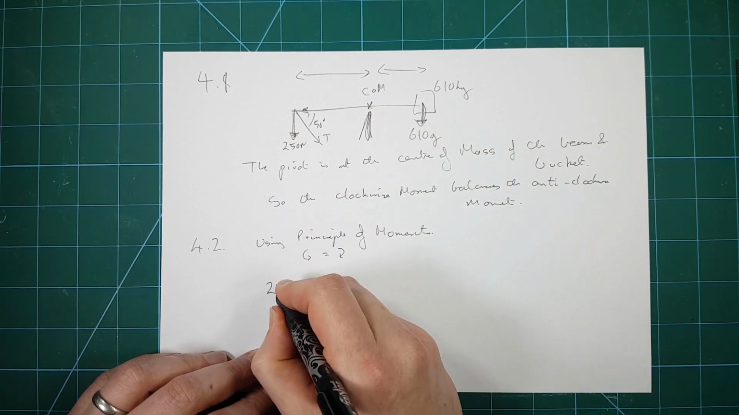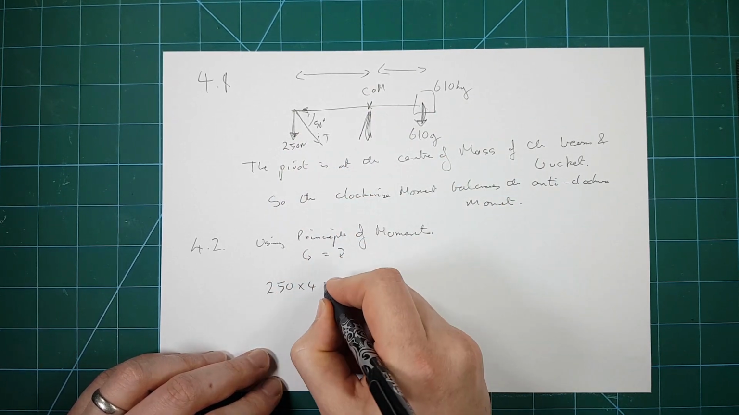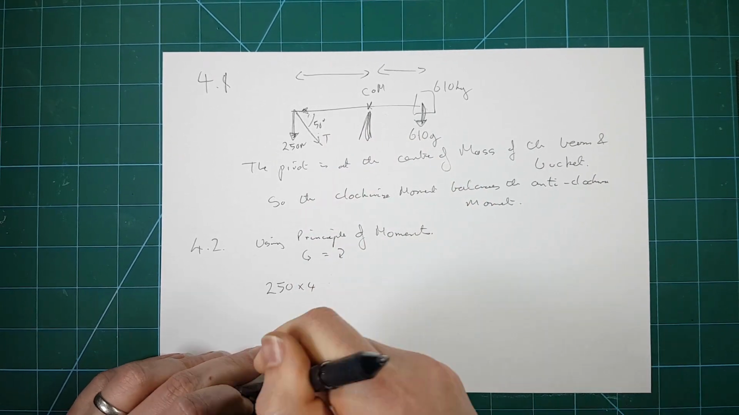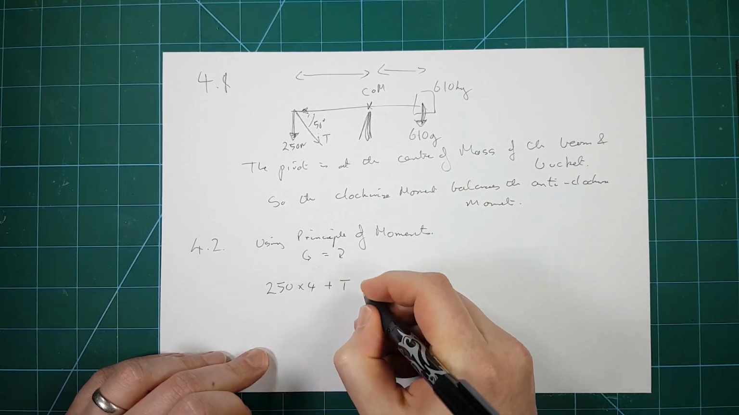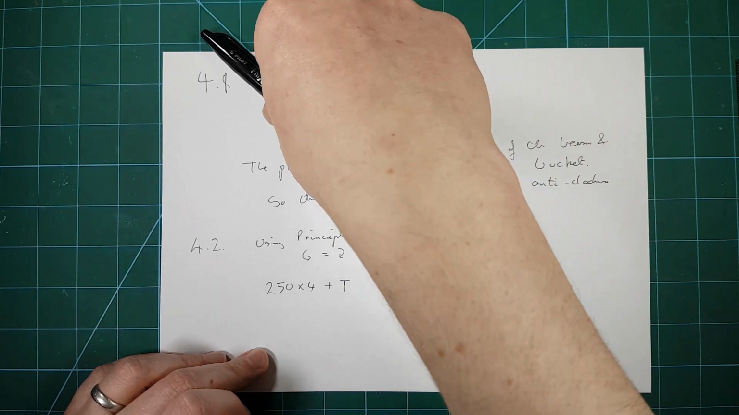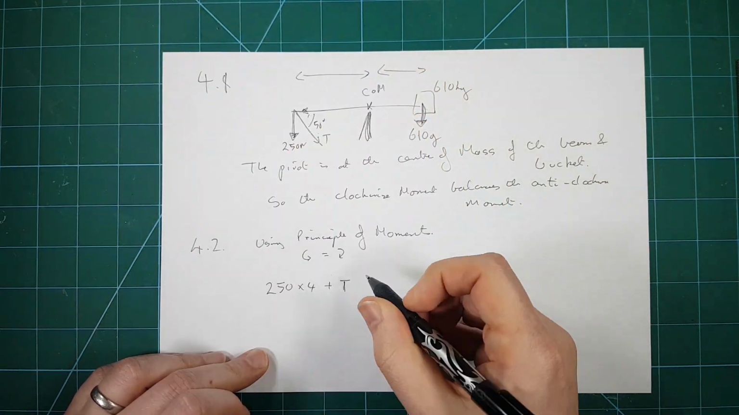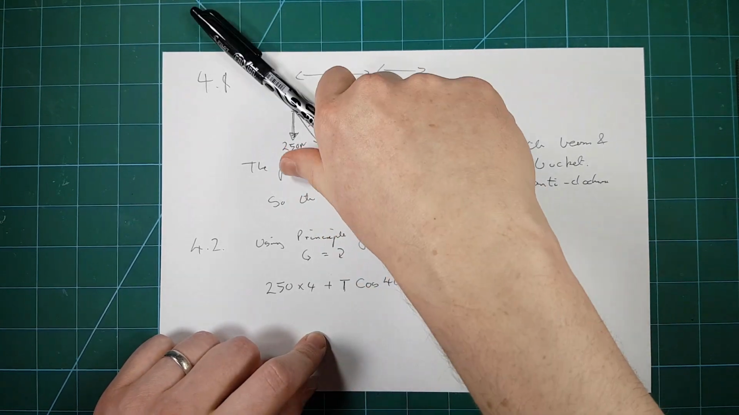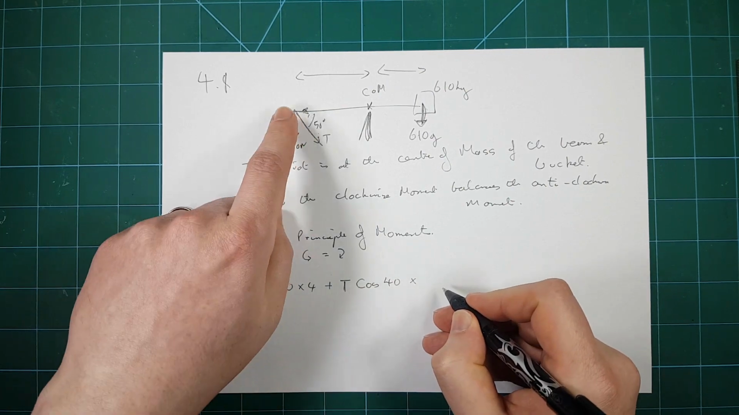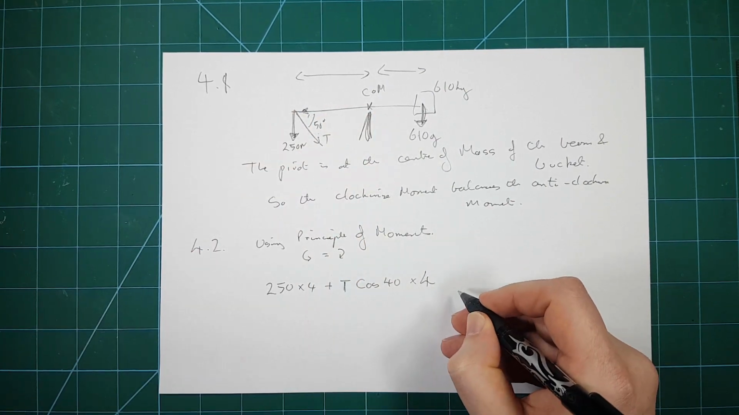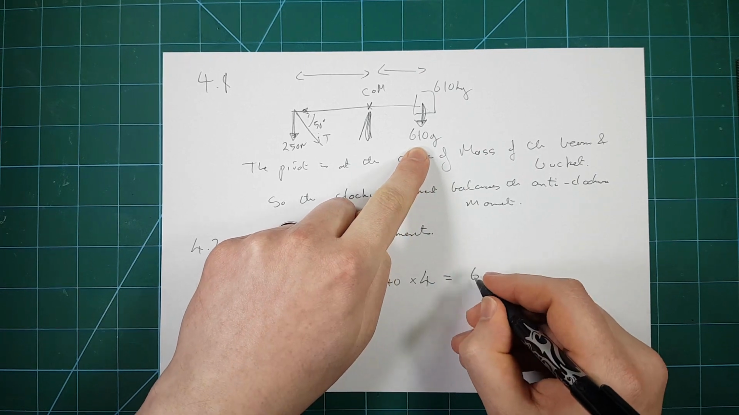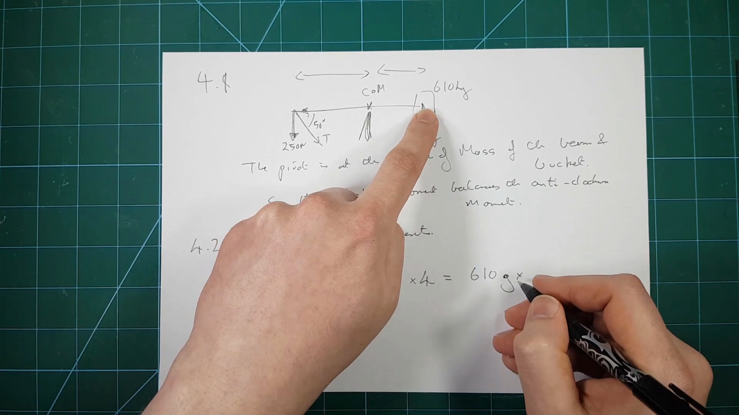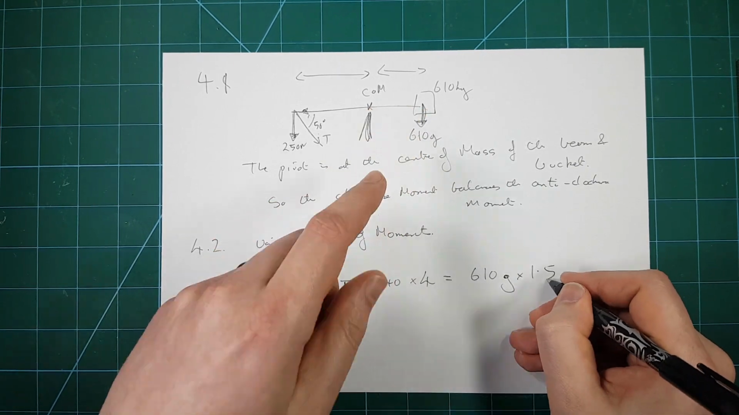So we've got 250 times 4 is equal to T, oh sorry, no, got to add this one in as well, plus T. Now we've got to resolve that so it's 90 degrees, so we're turning through 40 degrees, so it's T cos 40, like that, and then we've got to times that by the distance as well, which is 4 meters, is equal to this one, which is 610 g, times its distance back to the pivot, which is 1.5.